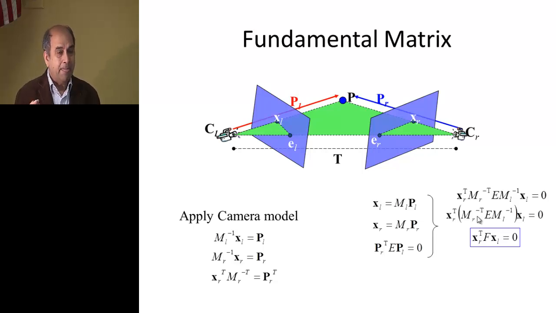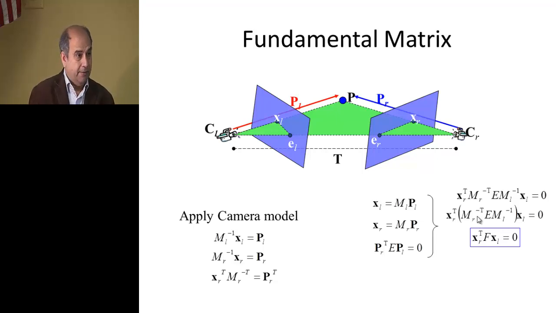So what this is saying is that I take a point in the left camera, multiply with the fundamental matrix, then find the corresponding point in the right camera, multiply with it, it has to be zero. That's called the fundamental matrix constraint. And we just derived it. It's a very simple geometry. Okay? And it has a lot of big consequences, because it has a big impact in the field.